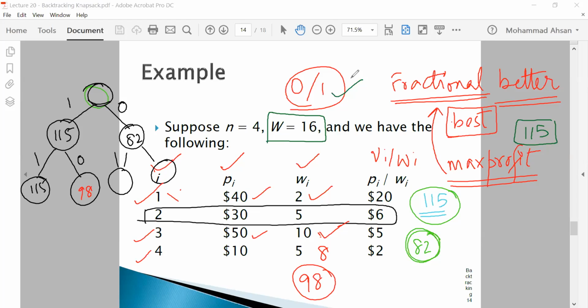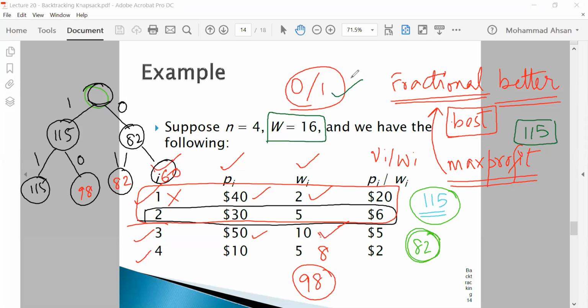You're dropping 1 and you still have 2, 3, 4, so this will be 82 again. And if you are dropping 1 and 2 both, then 60 is the maximum profit you will get. Okay, so is this clear, this part? Because this is important and the rest is simple, just like your 0/1 knapsack using a tree.